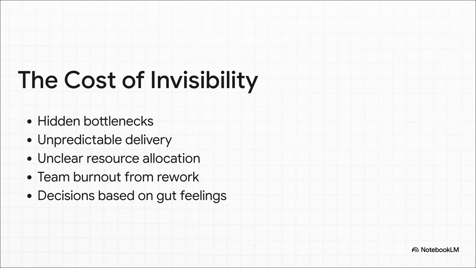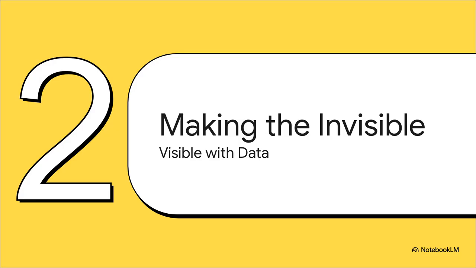And when you can't see that full story, there are some pretty serious consequences. You get these hidden bottlenecks that just kill your timelines. Delivery becomes completely unpredictable. And your team, they're getting burned out from doing the same work over and over. You end up managing based on gut feelings simply because the real data is invisible. So the big question is, how do you bridge this gap? How can you shine a light on these hidden problems without just piling more administrative busywork onto your team?